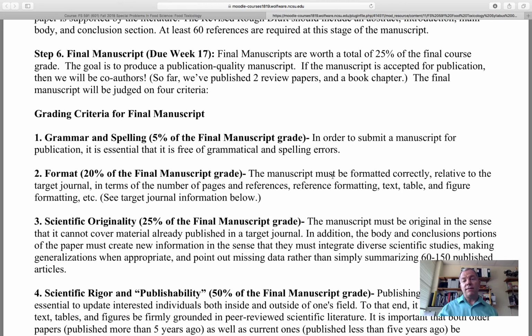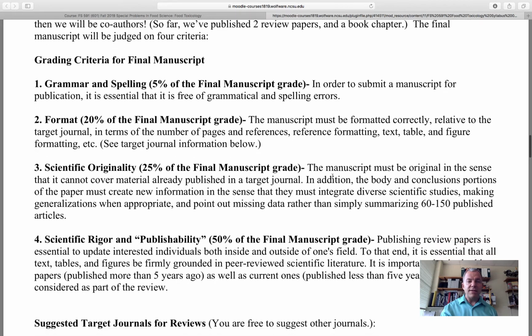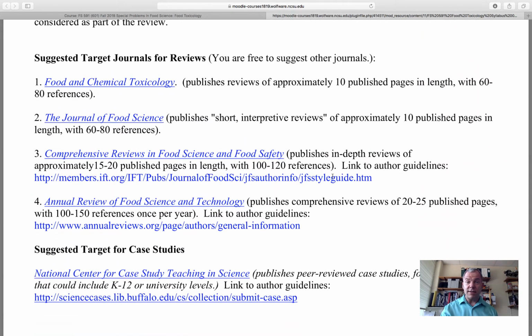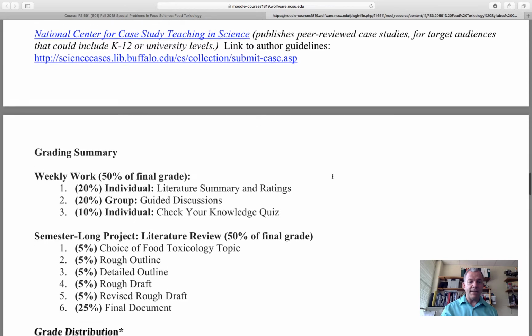Now, in courses similar to this, we've already published 2 review papers, a book chapter. We've just sent out a case study for peer review. So certainly this is something that we have experience doing, and we're looking forward to doing more of this in the future and co-authoring with you perhaps. Here's the grading criteria for that final manuscript, some suggested target journals for those reviews, or for case studies if you wish to pursue that.